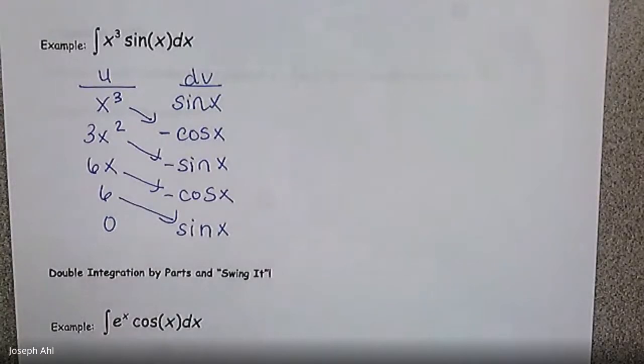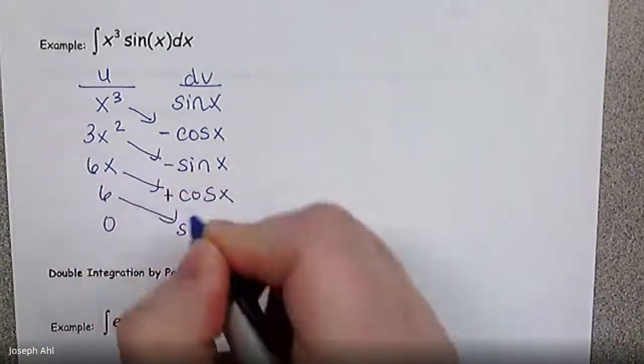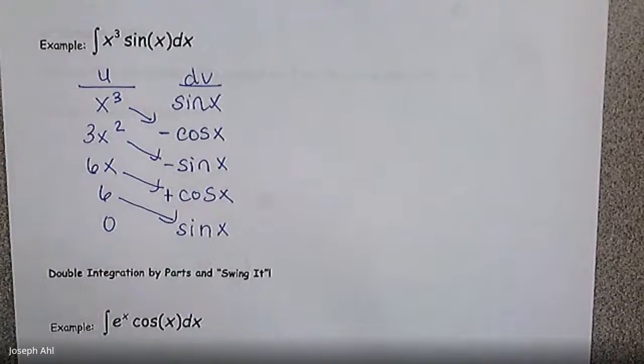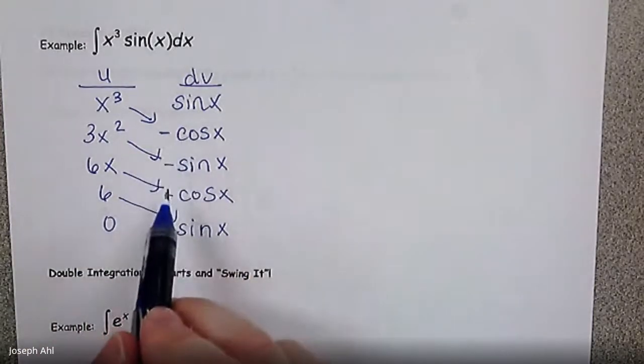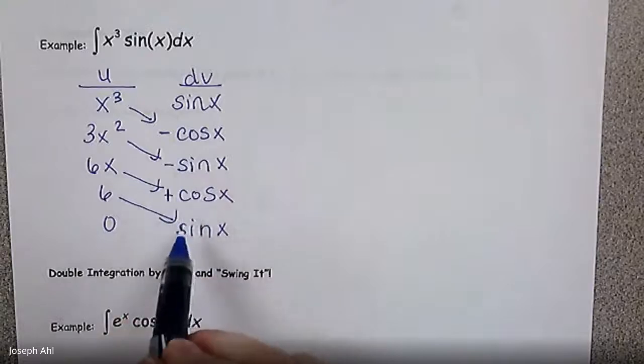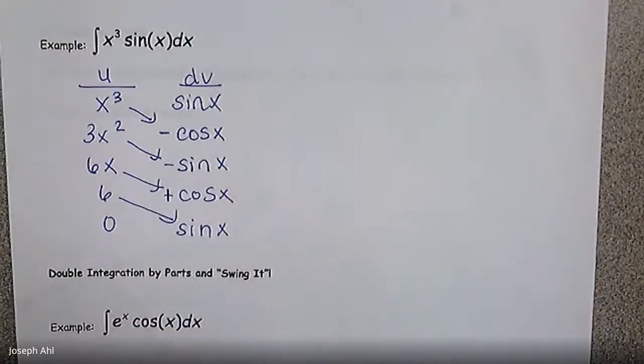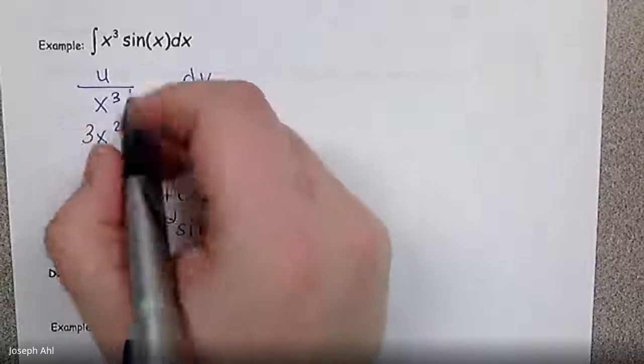did I mess up a sign somewhere here? The integral of sine x is negative cos. That makes sense. The integral of negative cos is negative sine. The integral of negative sine is, sorry, this is just positive cos, isn't it? So that should be a positive cos. And then the integral of cos is sine. So that's good.